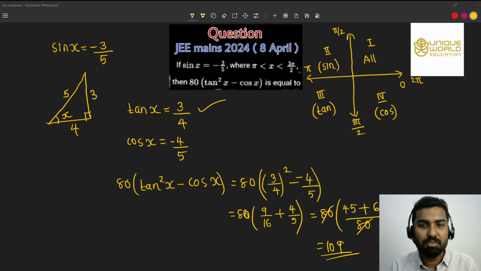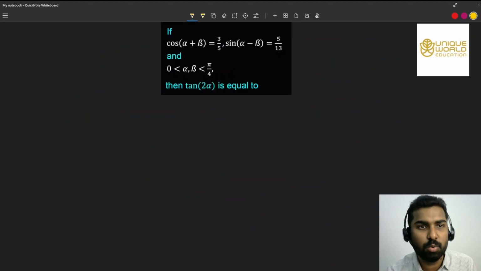It's very easy. We have to directly substitute the value. Tan x is 3 by 4 is given. Cos x is minus 4 by 5 also given. Just substitute the value. 80 into tan square x minus cos x, we will get the answer of this. Okay, so that's the first question. So let's go with the second and third one.